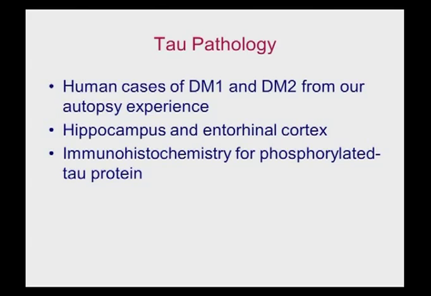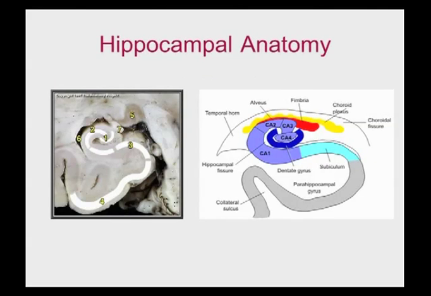So we decided to just take a look at tau pathology based on the material that we had, and primarily we looked at the immunohistochemical presence of phosphorylated tau in the hippocampus and in the entorhinal cortex. And so basically, just to get you oriented, the hippocampus is this structure here. It looks like a seahorse. And the primary pathology usually is in this region called the CA1 region. And then there's another area out here called the entorhinal cortex, which projects into the hippocampus.